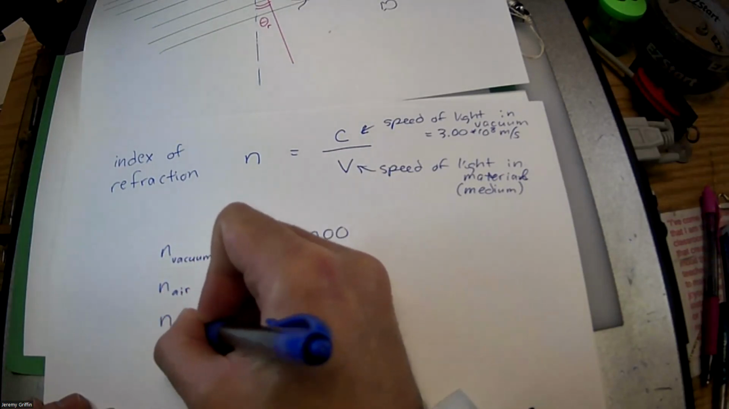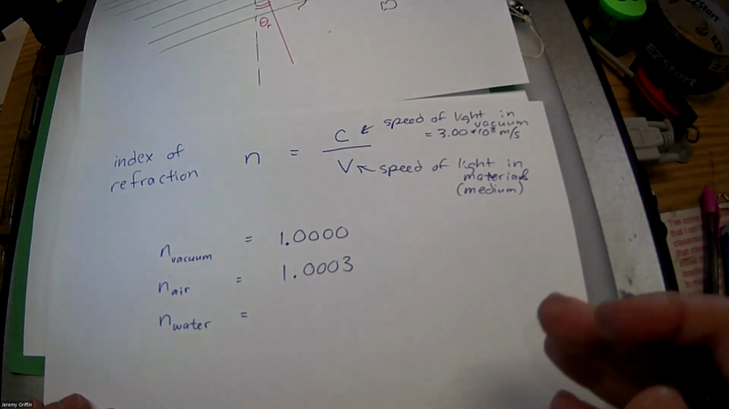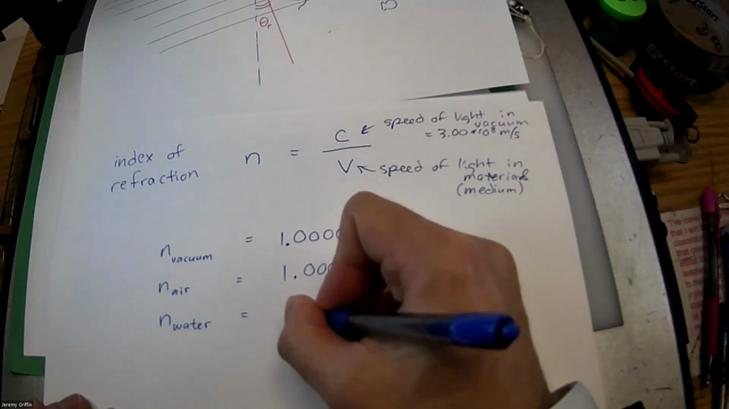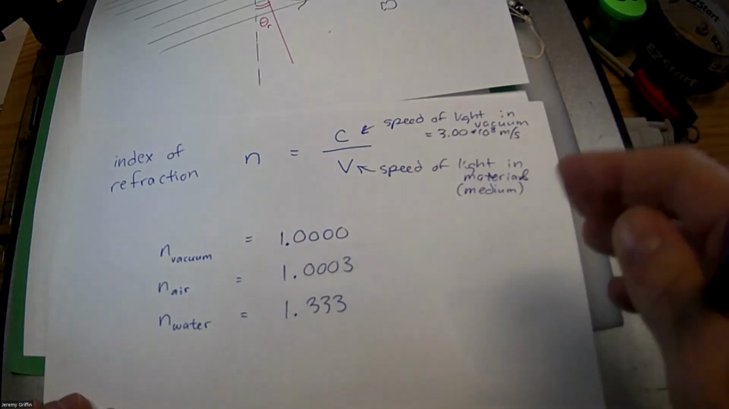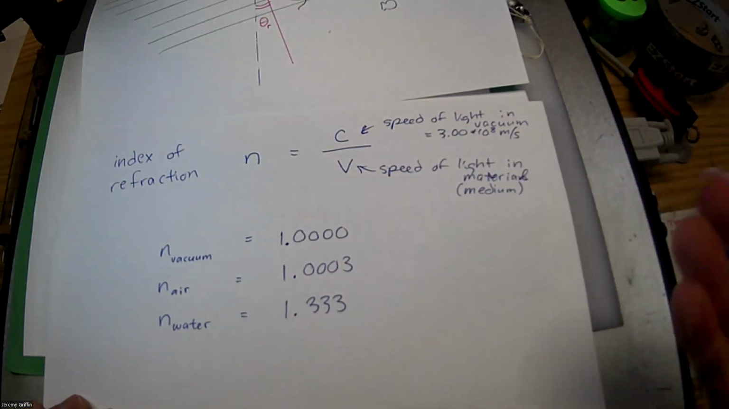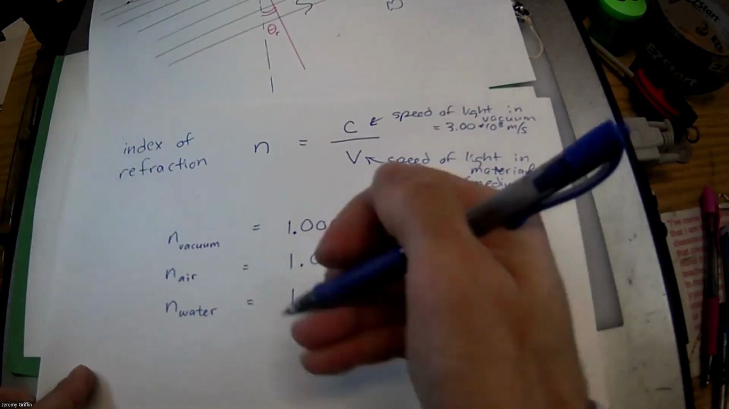Now for water, here's where there will be a significant difference. If you look inside a pool of water, you can see everything's clearly refracted. So it's 1.333. I might just round that to 1.33. Basically, light slows down by 33% inside water, you can think of it that way.